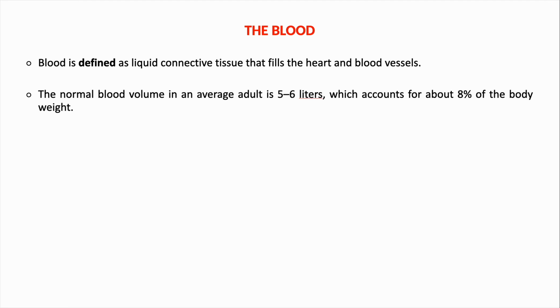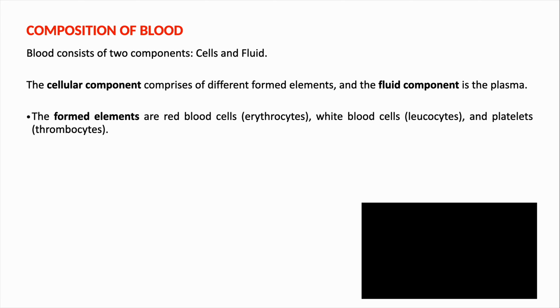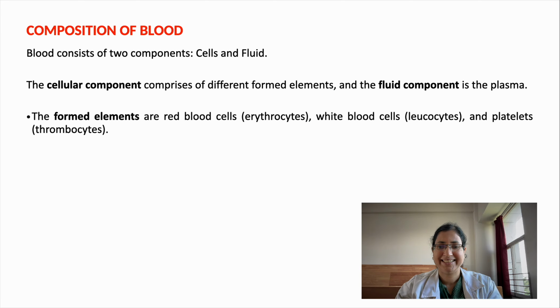Blood. Blood is defined as liquid connective tissue that fills the heart and blood vessels. So it is a liquid connective tissue. What is the normal volume? 5 to 6 liters in adults. So composition of blood: it has two components, that is cells and fluids. The cellular component consists of different form elements, and the fluid component is the plasma.